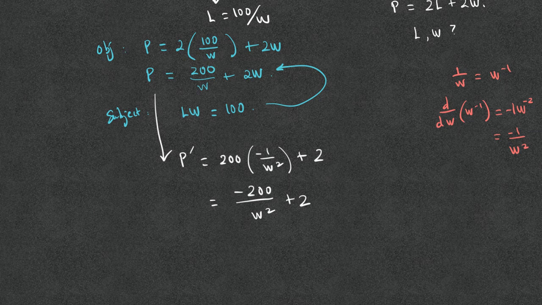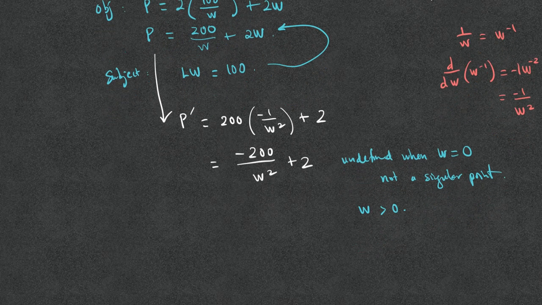This derivative is undefined when W equals 0, because if W equals 0, then 0 is in the denominator. However, 0 is not even in the domain of the objective equation because the objective equation has W in the denominator, and so this is not a singular point. We also note that we're dealing with dimensions, so W, the width, and L, the length, have to be positive.